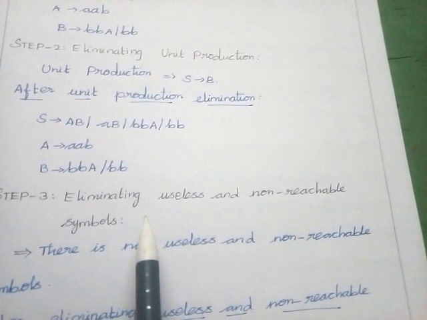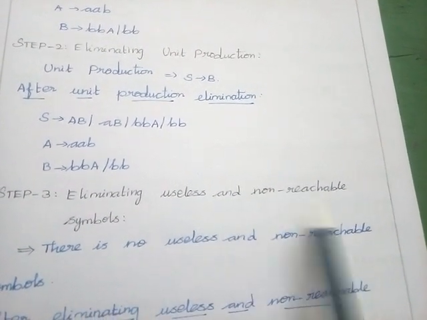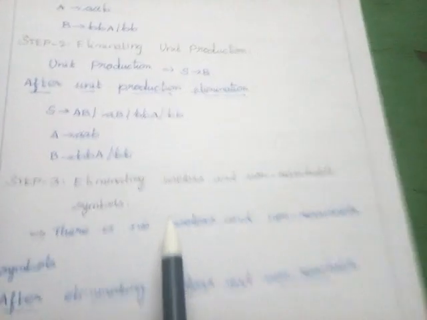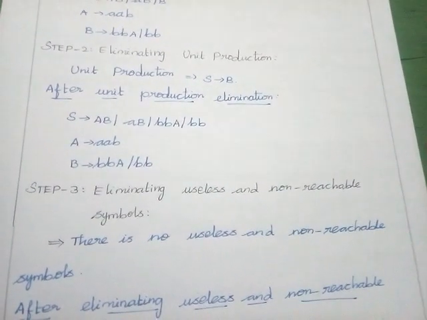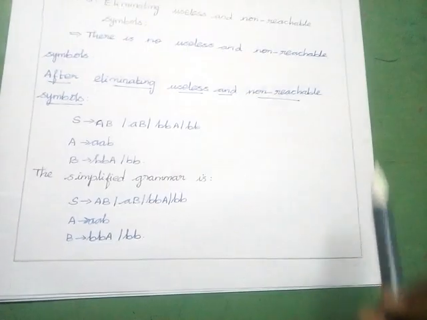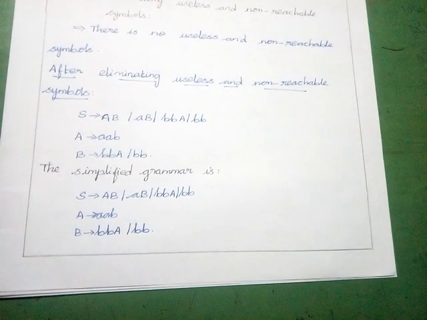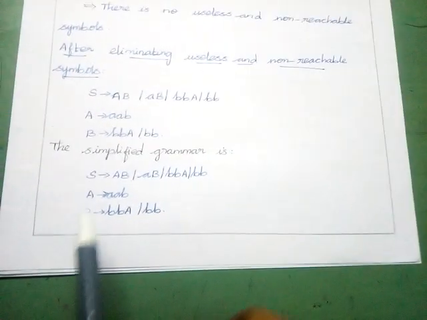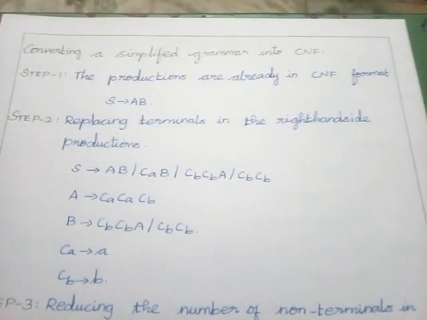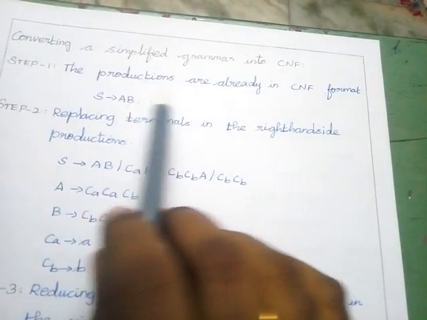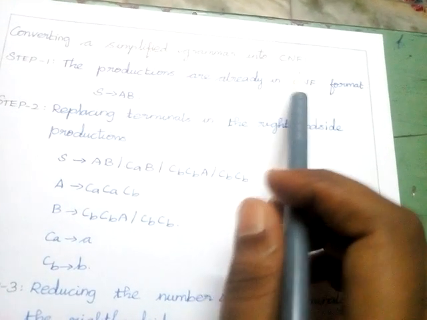The next step is to eliminate the useless and non-reachable symbols. In this example, there are no useless and no non-reachable symbols. After eliminating all the unwanted symbols, the simplified grammar will be like this. After simplifying a grammar, we have to convert it into Chomsky normal form.